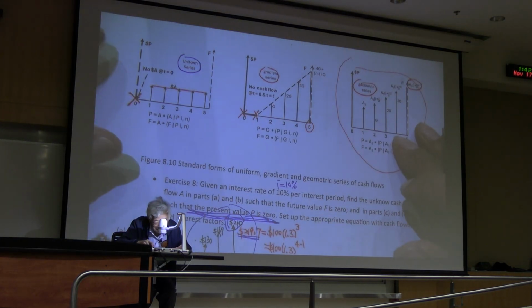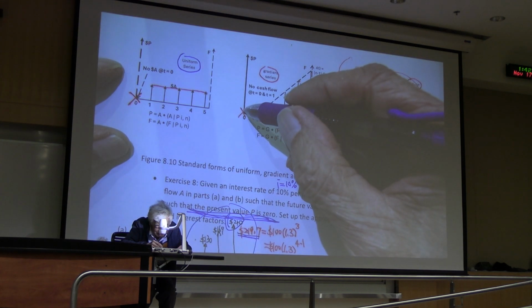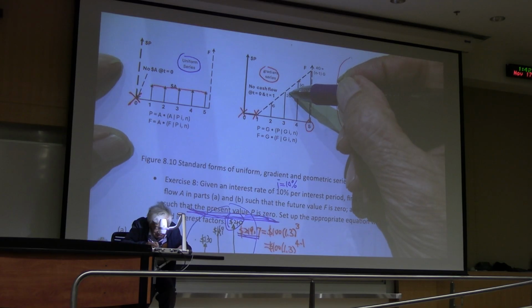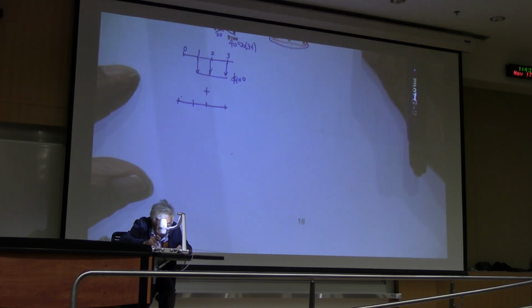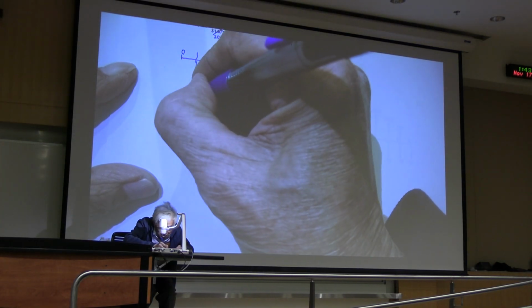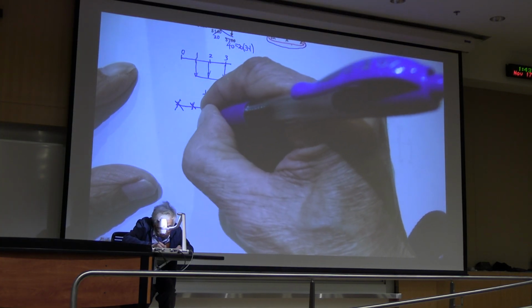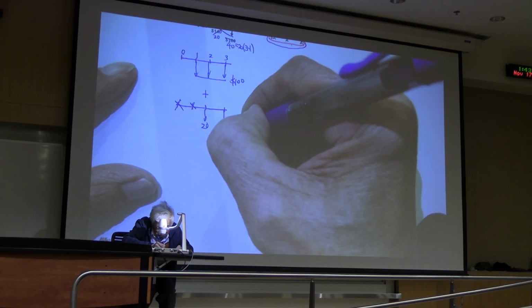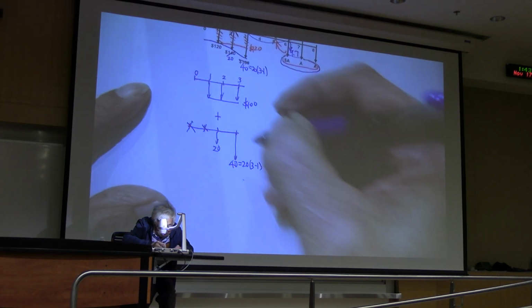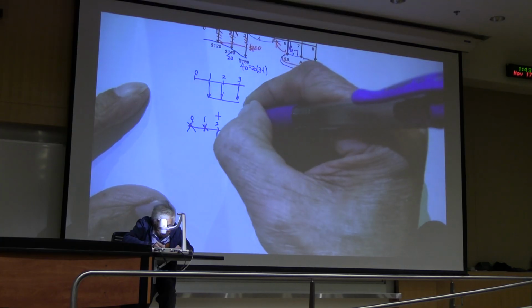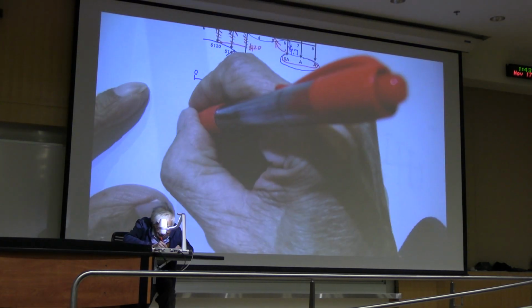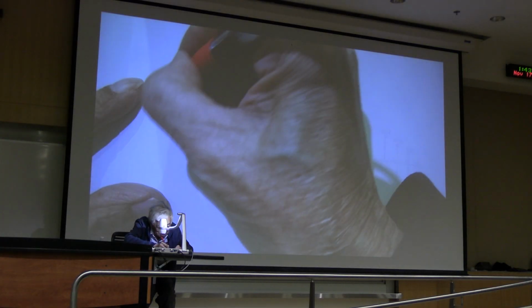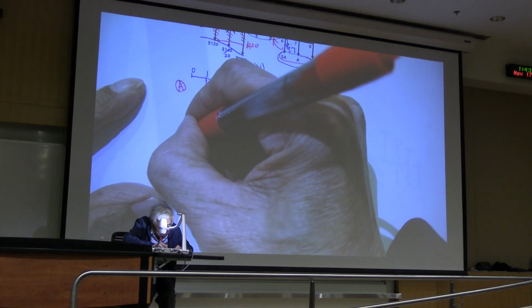Remember, gradient series doesn't have cash flow at time 0, then G, 2G, 3G. No cash flow, no cash flow, then 20, 40, where 40 is 2 times 3 minus 1. So, 0, 1, 2, 3. This is a standard gradient series. So, it's A plus G.